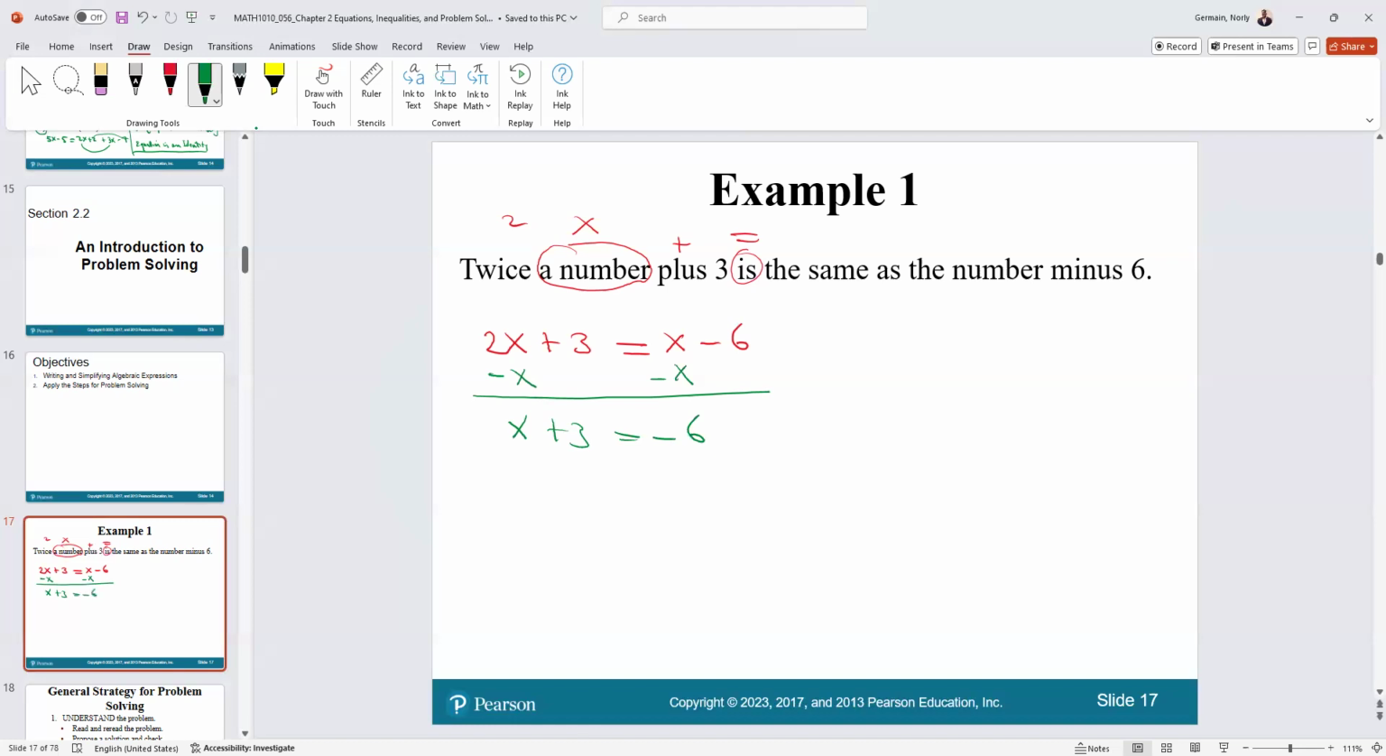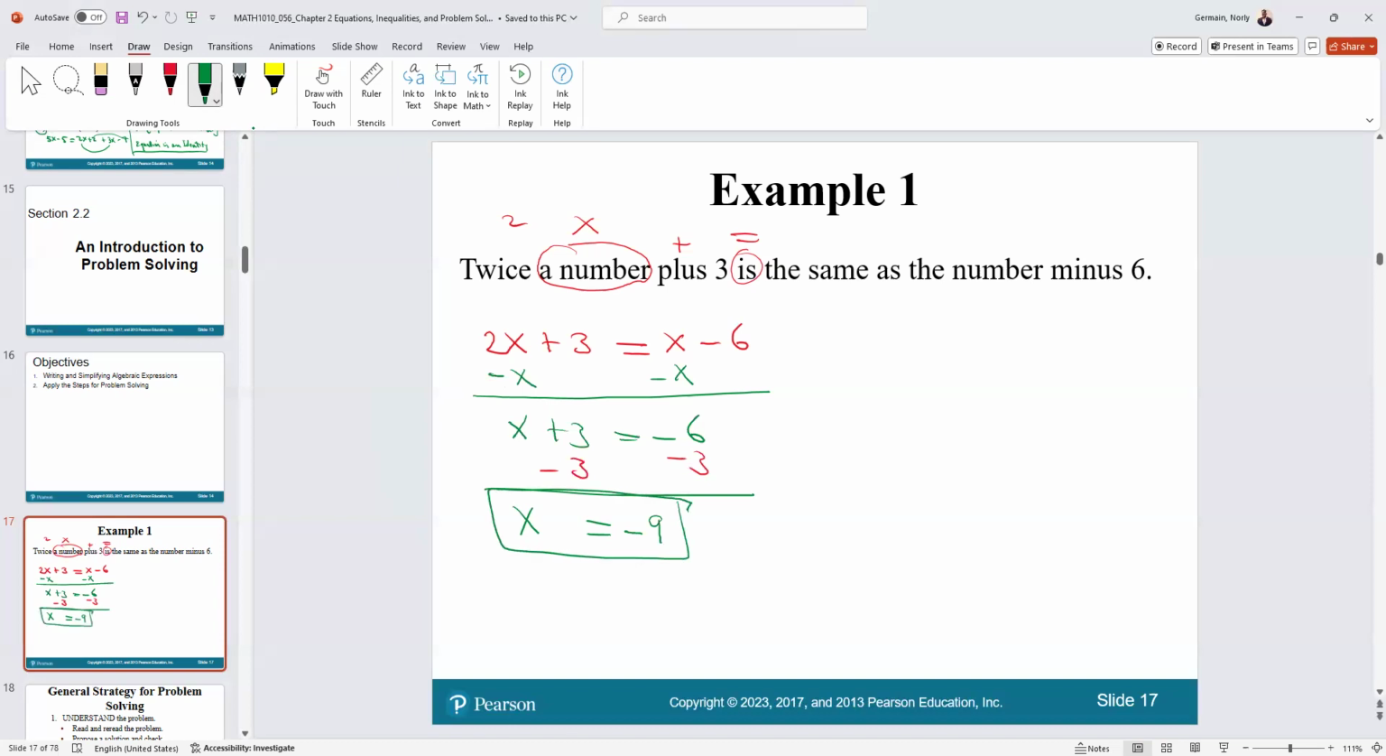Now, we're not done, because on one side you must only have x. That's why we said solve for x: x equals, not x plus 3 equals. So to get rid of the 3, we also need to subtract 3 from both sides. When you subtract 3 from both sides, we have the x left. Plus 3 minus 3 is 0, we don't need to write 0. Negative 6, negative 3, same sign, we add and keep the sign. So x equals negative 9.